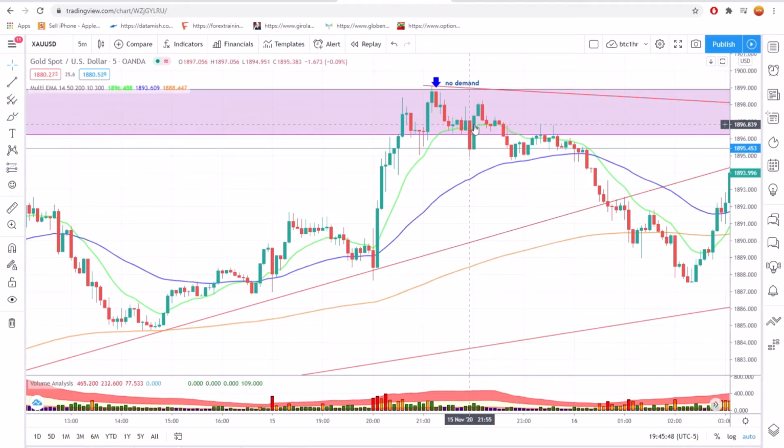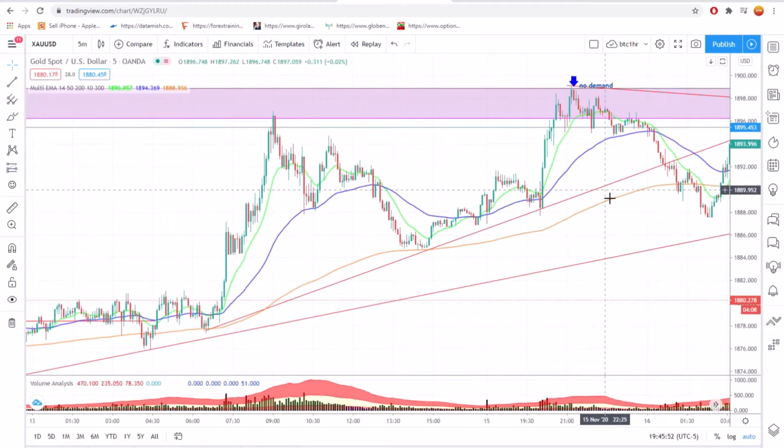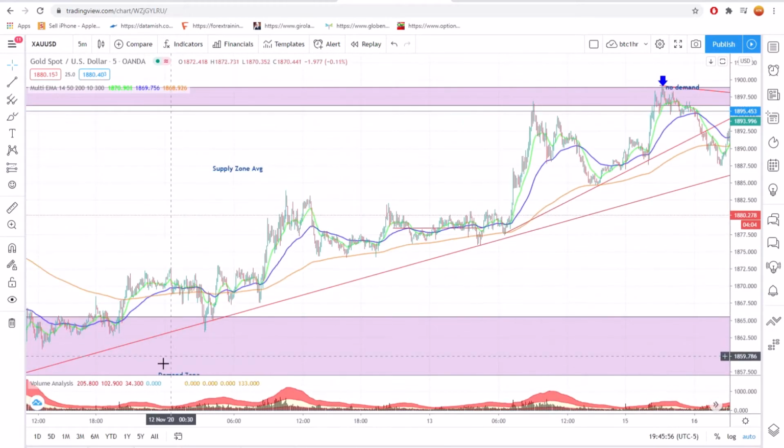But let's look at the repetition. Remember, this is that trend line right here, a smaller trend line. This is a stronger trend line that I drew out from all the way down here. Attempted here, went up.